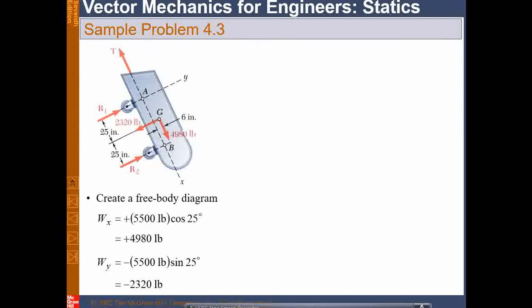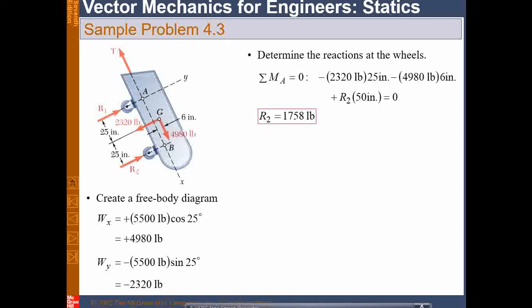So what needs to be done? First of all, let's say this is a particular point A. We have taken x and y, and let's try to take a moment about this point A. Okay, so T and R1 will both be nullified because they act through A only, so no radius, 0.